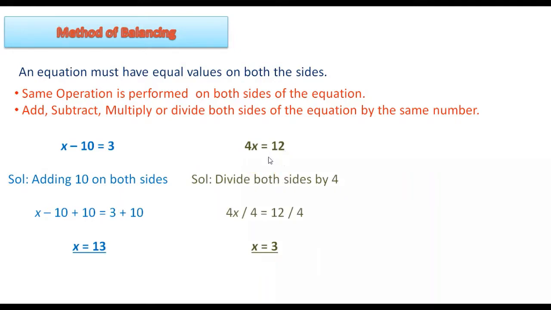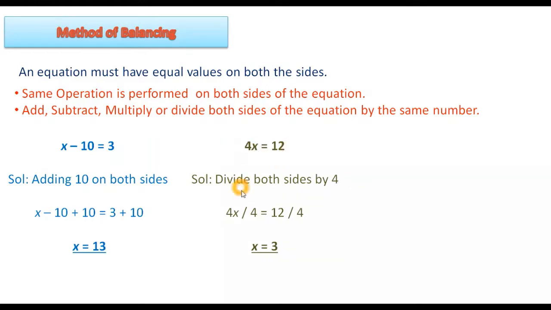4x equals 12. This is the left hand side and this is the right hand side. Here we need the value of this variable x. So we need to balance this 4. 4 and x are in multiplication, right? Because there is no sign in between them, that means they are in multiplication. So you have to cancel this 4 by dividing. Multiplication can be cancelled only by dividing. So you have to divide both the left hand side and the right hand side by this 4. So divide both sides by 4.